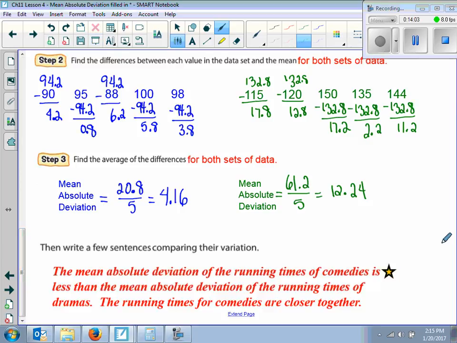Now, what do those two mean absolute deviations mean? The closer they are together, right? The comedies are closer, the times are closer together, because it's a smaller number. For dramas, the mean absolute deviation is a larger number, so compared to the comedies, their running times are further apart. Is everybody clear? So the mean absolute deviation of the running times of comedies is less than the mean absolute deviation of the running times of dramas. That means the running times for comedies are closer together than the dramas.